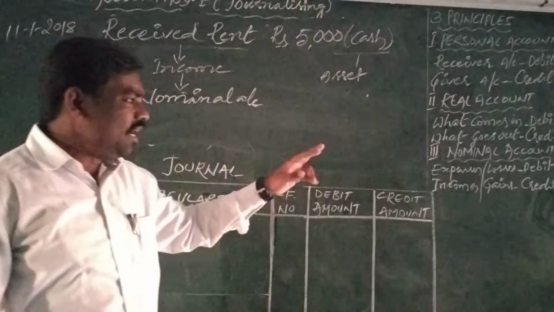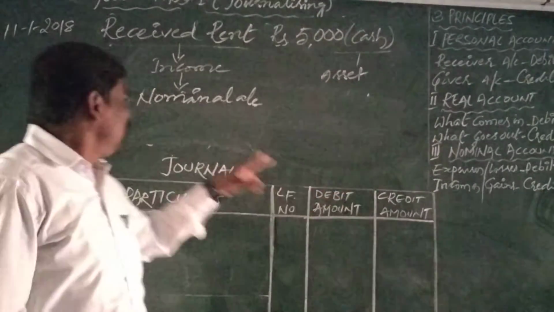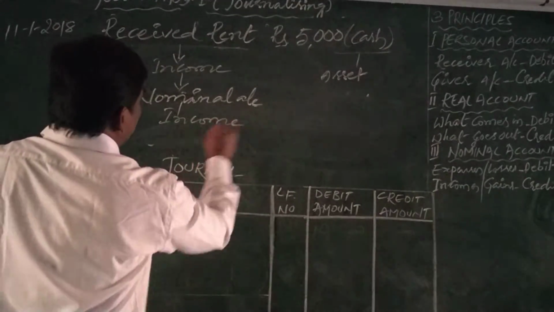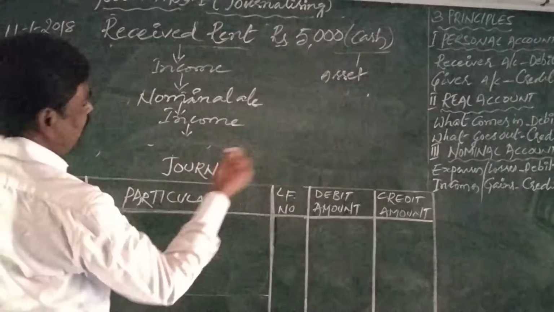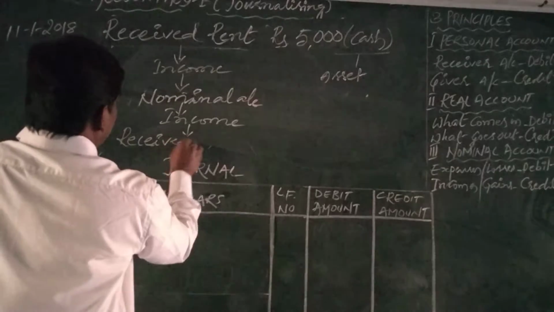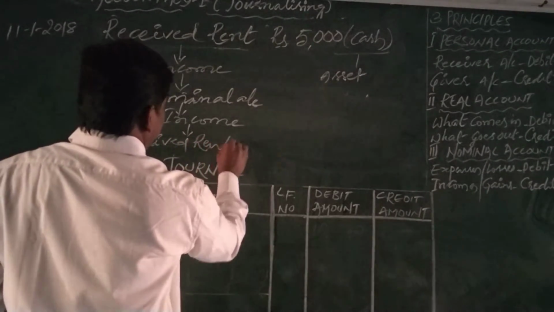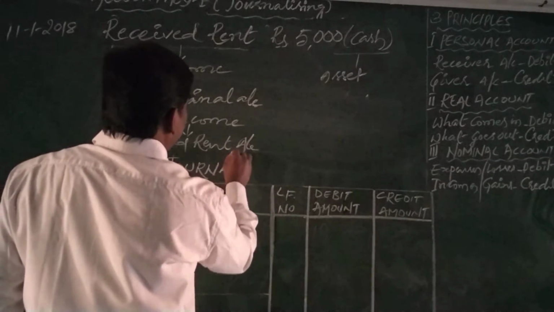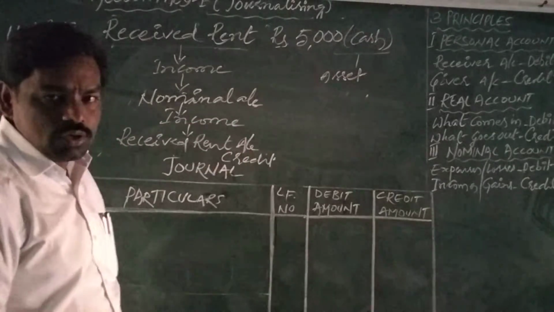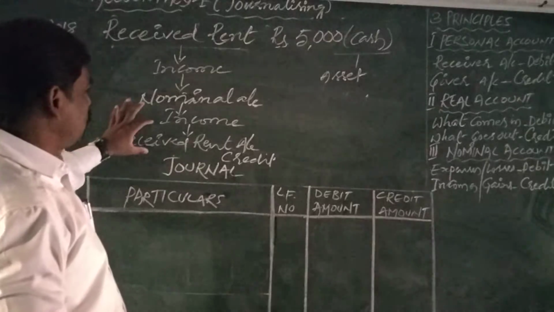Nominal account principle says expenses, losses should be debited; incomes, gains should be credited. Here it is income. Okay, students, it is income. So when it is an income, it should be credited. So received rent account should be credited as per nominal account principle. Okay, in this way we can find the account.